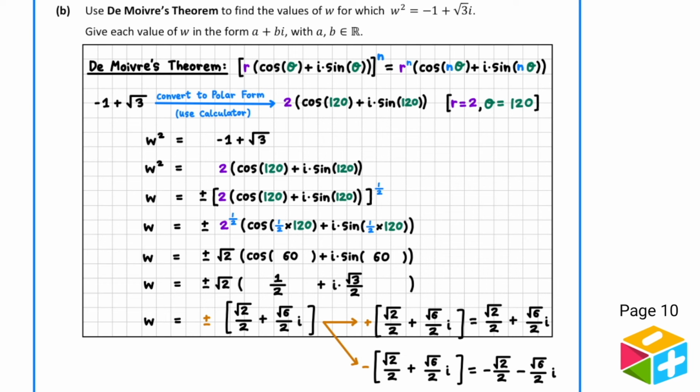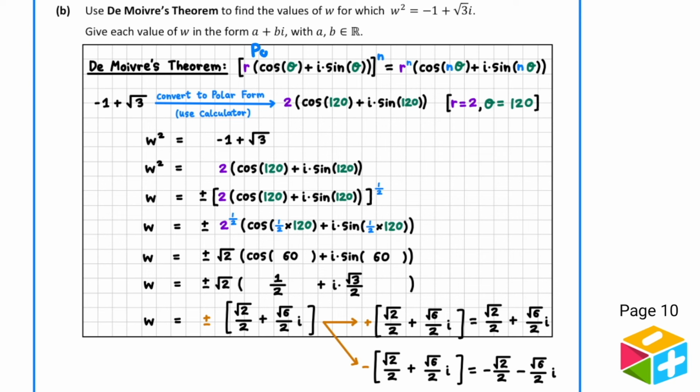In part B, we must use de Moivre's theorem to find the values of w for which w squared is equal to minus 1 plus root 3i. Well, de Moivre's theorem can be found in the formula book, and it states the following. r times cosine of theta plus i sine of theta, all raised to the power of n, is equal to r to the n times cosine of n theta plus i sine of n theta.